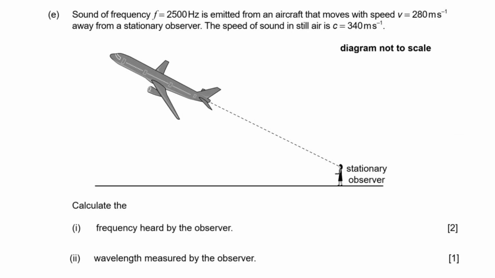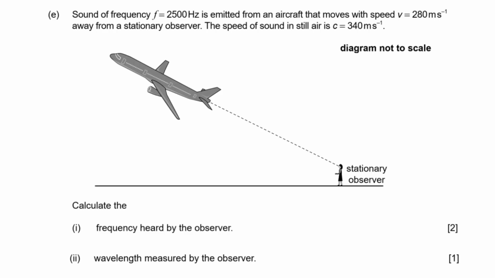The final part of this question, question E. Sound of frequency f equal to 2500 Hz is emitted from an aircraft that moves with a speed v equal to 180 meters per second away from a stationary observer. The speed of sound in still air is c equal to 340 meters per second. Calculate the frequency heard by the observer and the wavelength measured by the observer.